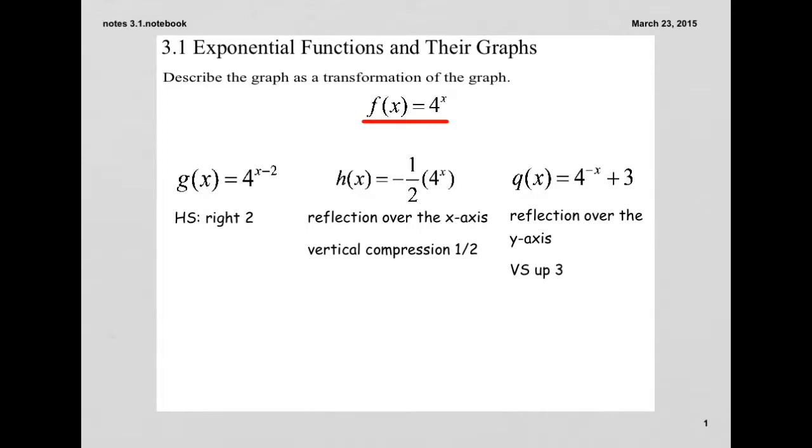Now looking at q of x, we have 4 raised to the negative x plus 3. Since the negative is with the x, that gives us a reflection over the y-axis. And the plus 3 gives us a vertical shift up 3.